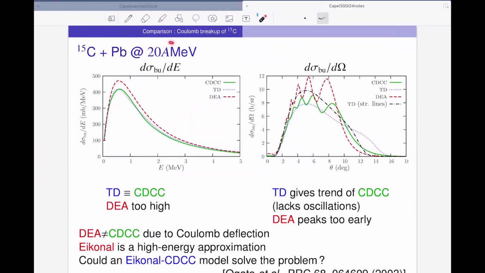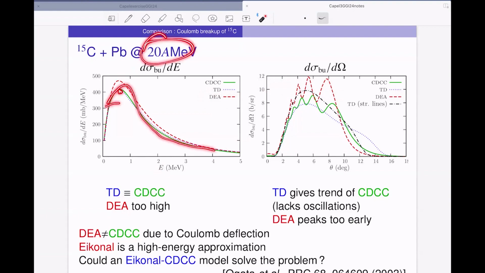So we moved down, we first tried 40, no significant difference. We went down to 20. At 20 you start to have a problem. The eikonal approximation has a cross section as a function of the energy which is too high, and the oscillations, you still have the oscillation, but they are at too forward an angle. So everything seems to be shifted.